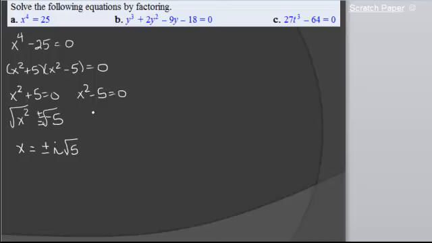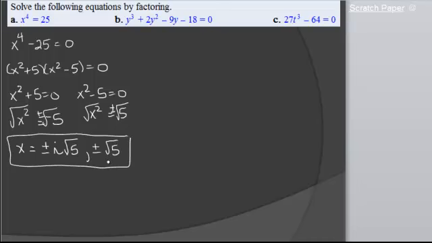On the second one, move the 5 over, and you get x squared equals 5. Take the square root of both sides, and don't forget plus or minus. So x is equal to plus or minus square root of 5. All four of those solutions do satisfy that equation. Okay, have a look at B.